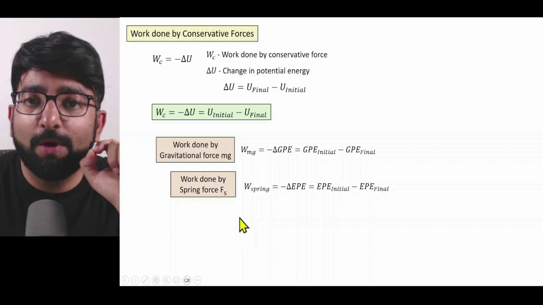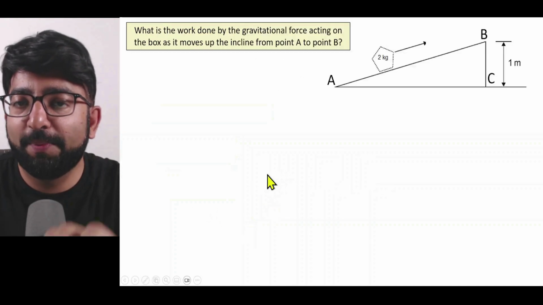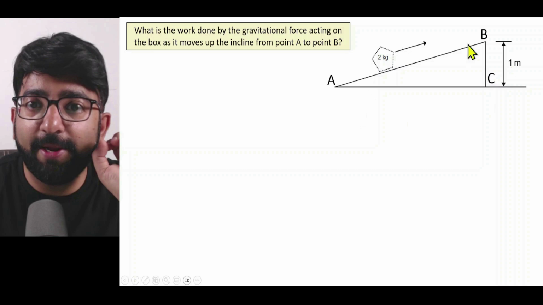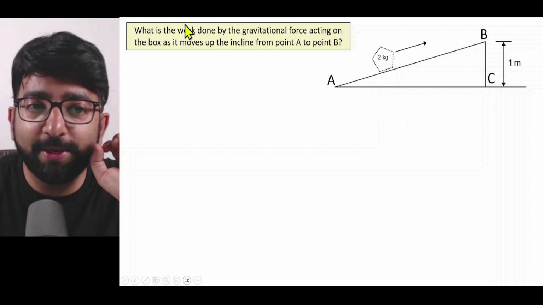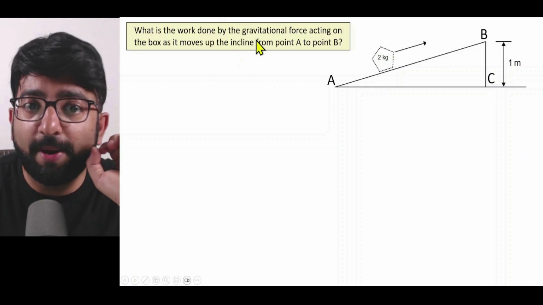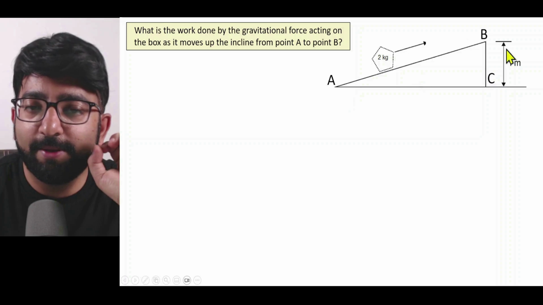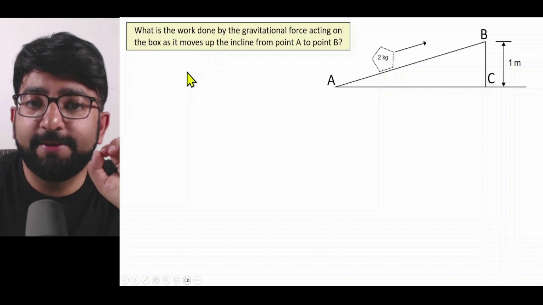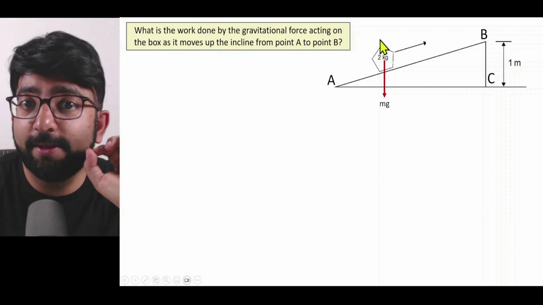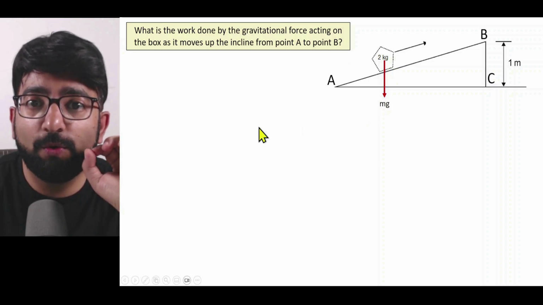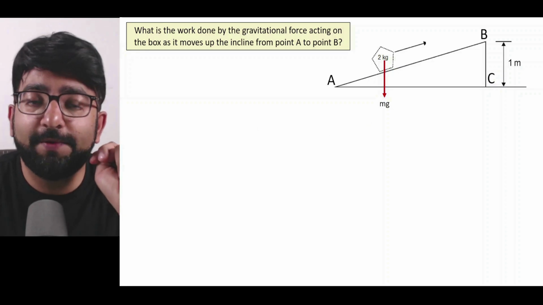And now let us try to solve a question based on these principles. So here we have an inclined plane on which a box is kept. So the question is, what is the work done by the gravitational force acting on the box as it moves up the incline from point A to point B? Now the question has specified that we need to find the work done only by the gravitational force, which is acting downwards. Now there are two ways to solve this question.